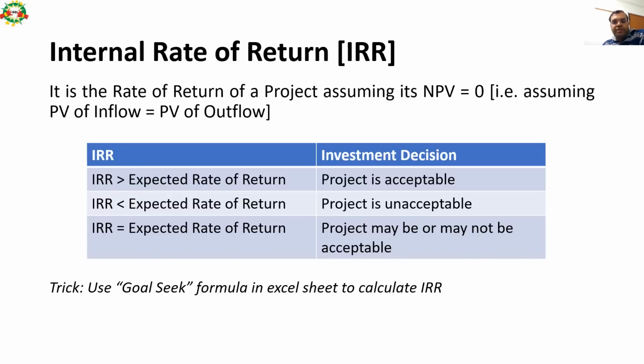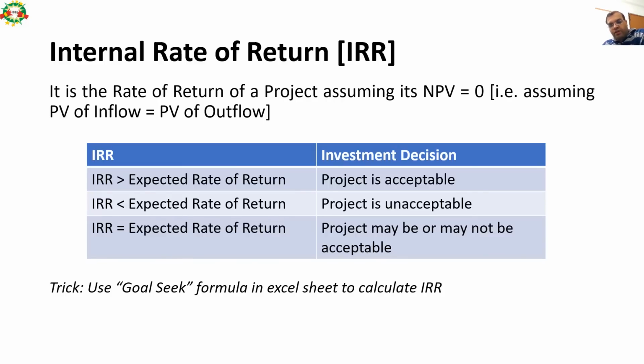That is, assuming the present value of inflow is equal to the present value of outflow. In NPV we had some expected ROI in our mind, and based on that we calculated the present value of inflow and present value of outflow. So based on that we calculated the NPV of the project. However, in this case we will not use any expected ROI. Instead we will assume that NPV is 0.